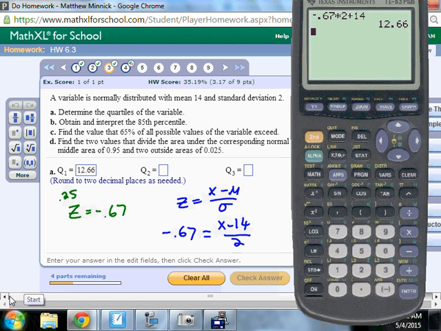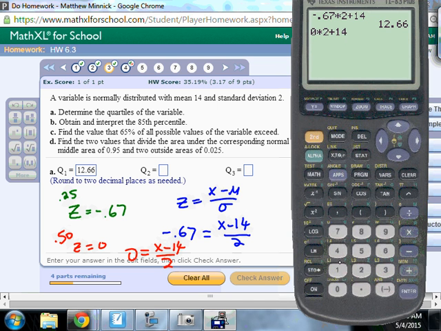Okay. Now it's not going to let me move on until I find the next one. So the second quartile is everything below 50%. So if I find the z-score that goes to that, the z-score that goes to that is actually 0. Okay. So the z-score that goes with 50% of the stuff to the left of it, that z-score is 0. So for part B here, I'm going to have 0 equals x minus 14 over 2. So I'll have 0 times 2 plus 14. So there I get 14. I don't need to round that one.